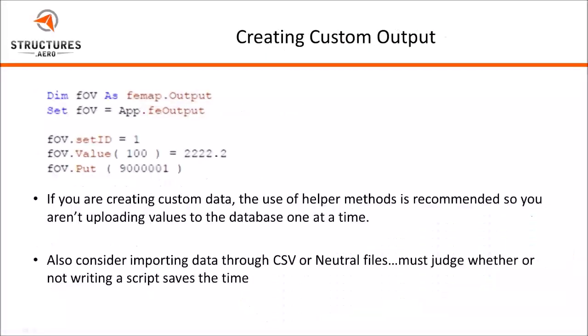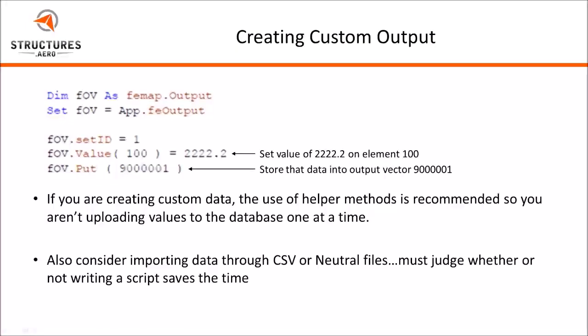All right, so the main goal of this program today is to create custom output. In this case, we're going to be taking the thickness from each property and plotting that onto the elements. So the code that you see up top is the brute force method of doing this. The first line here just sets a value, this is hard-coded for an example, a value of 2,200 onto element 100, and then stores it into the output vector of 9,000,001. So this is something we could put in a loop, we could program and run it.